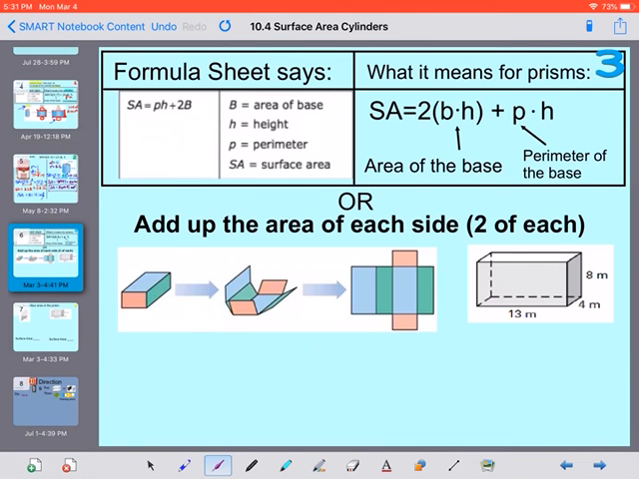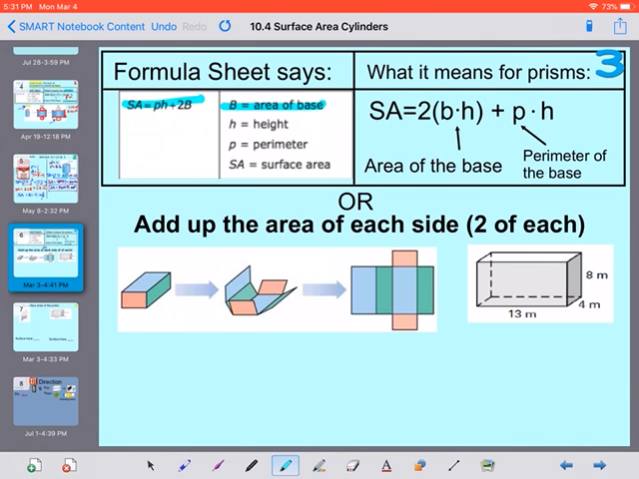Now we're going to look at prisms. This is what we call a rectangular prism because the base is a rectangle. If we were looking at like a triangular prism, it would look something like this. That would be a triangular prism because the base is a triangle. So same thing from our formula sheet.